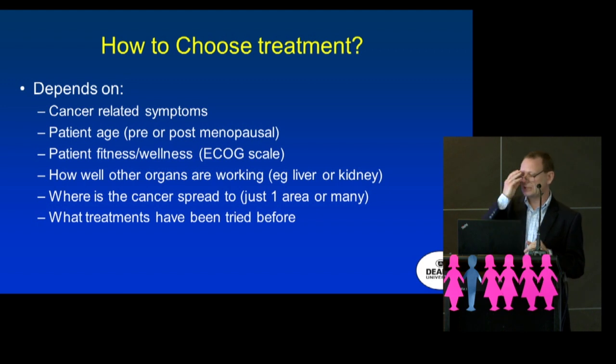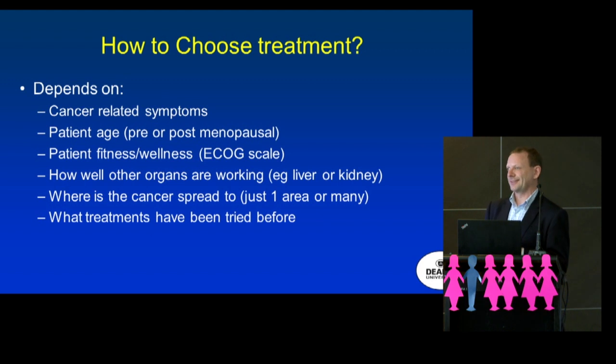So how do we choose who gets what treatment? Well, sometimes it'll be dependent on what symptoms the patient has with advanced breast cancer. Sometimes it'll be their age. So if it's premenopausal, if it's postmenopausal. If it's a 96-year-old versus a 36-year-old, we'll have different options and different choices at that stage. It depends on how fit the patient is. We have a scale called the ECOG scale. And the ECOG scale, if your oncologist ever asks you how active you are, it's because he's trying to assign you a score on the ECOG scale.